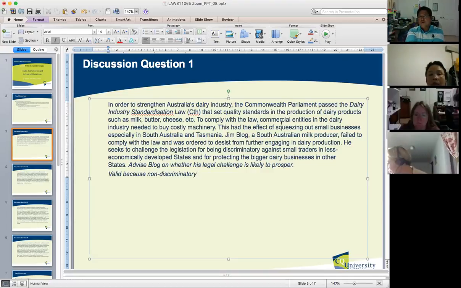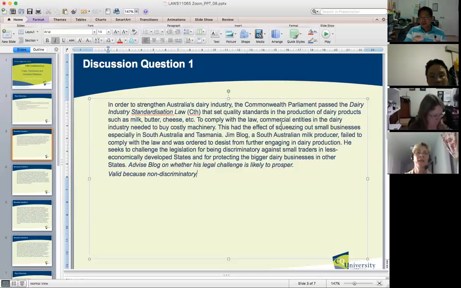What if we accept the view that it does in fact discriminate against small traders? Because I can make the argument that it does discriminate against small traders, especially in the less economically developed states. You put yourselves in the shoes of a small trader with less access to capital, and they are now required to purchase costly machinery. So given this kind of legislation, the effect is it does favor big businesses.